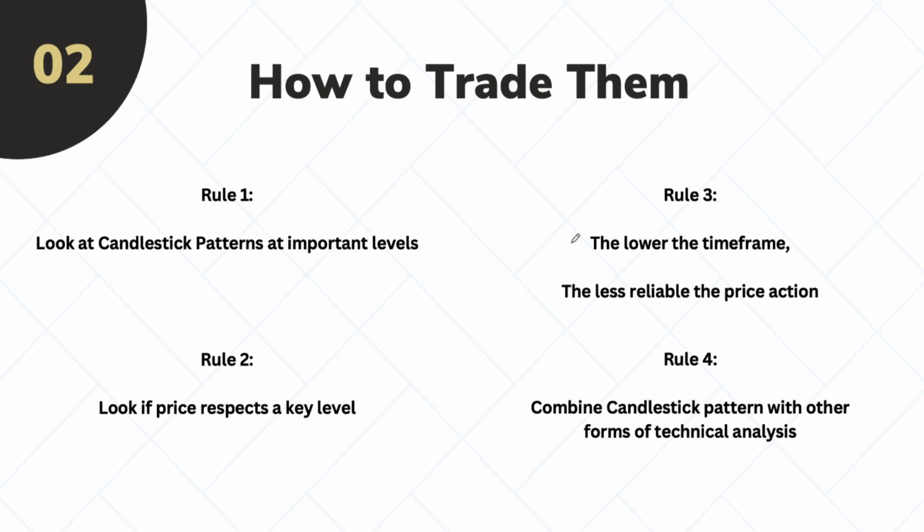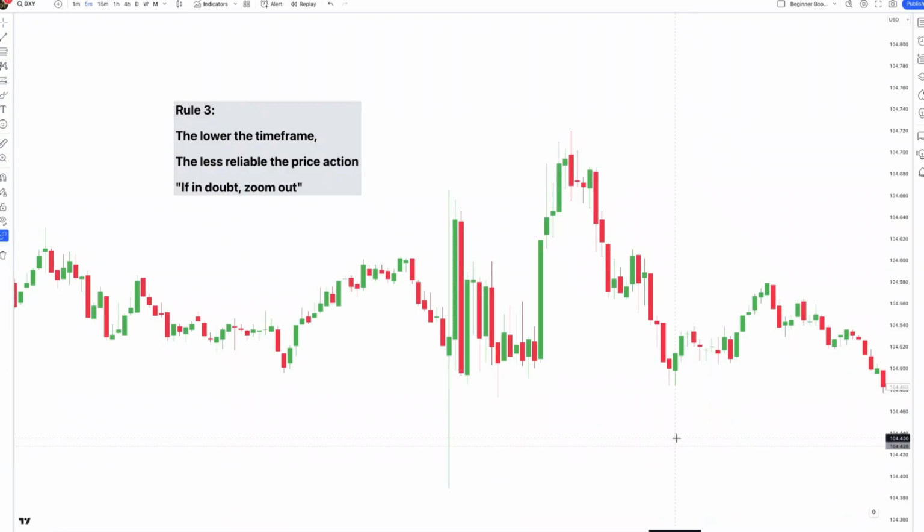The third rule is the lower the time frame, the less reliable the price action. We will go over what time frames are exactly in a later video in this bootcamp. But for now, we are looking at the 5-minute time frame. That means that every candle is 5 minutes of price action.